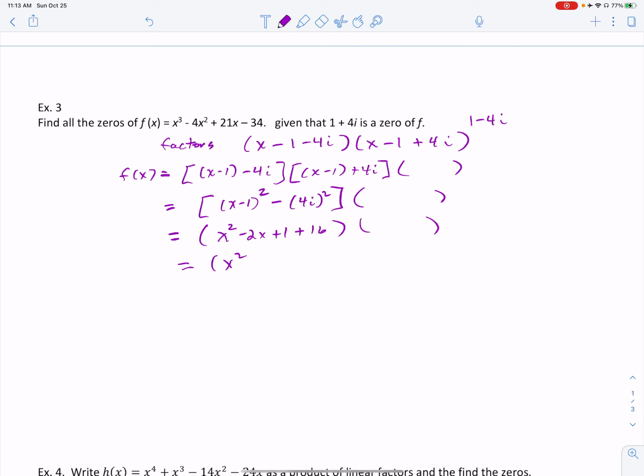So I have x squared minus 2x plus 17, times something is going to equal this x cubed minus 4x squared plus 21x minus 34. So what I'm going to do to find this is I'm going to do longhand division. I'm going to divide x squared minus 2x plus 17 into this polynomial.